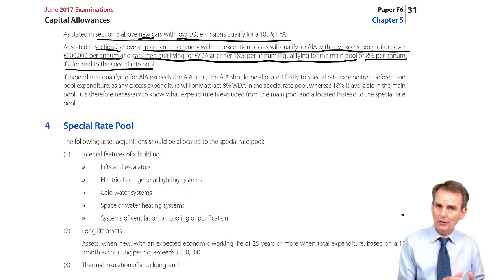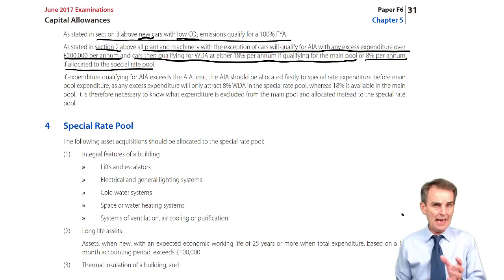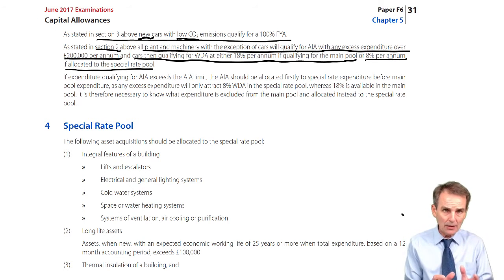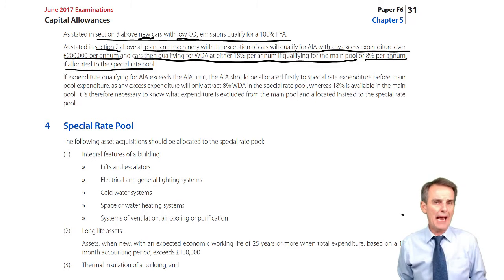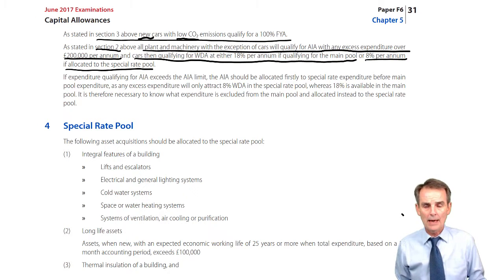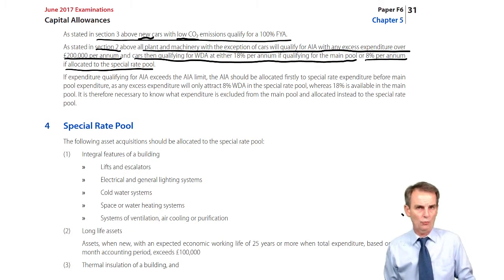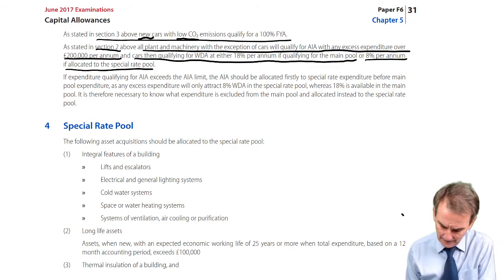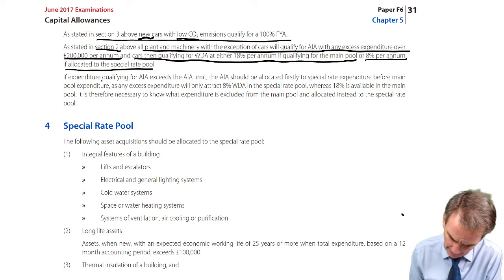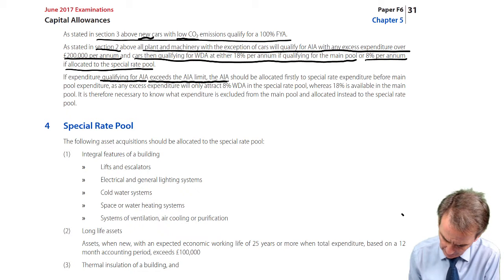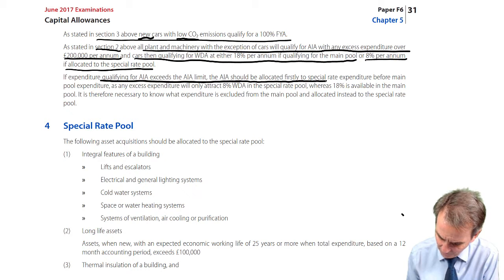Depending on the exact level of CO2 emissions, it is either an 18% or 8% writing down allowance. What that means is that if it's 18%, such expenditure on cars will be allocated to the main pool, and if we're talking high CO2 emissions, then such expenditure on those cars will be allocated to the special rate pool. If expenditure qualifying for AIA exceeds the AIA limit, as we know, the AIA should be allocated firstly.